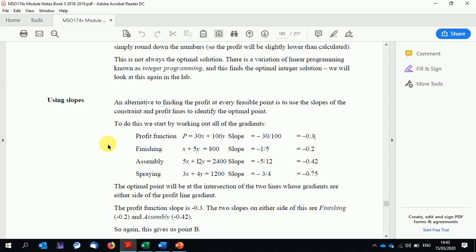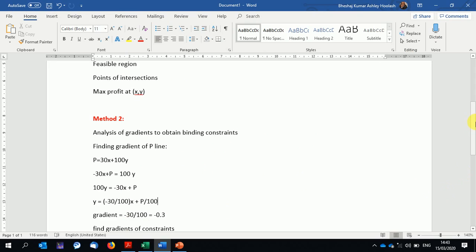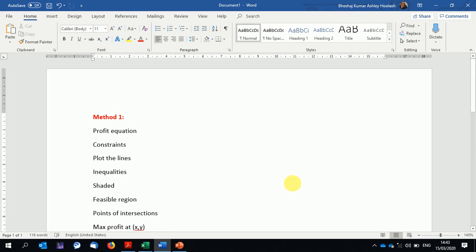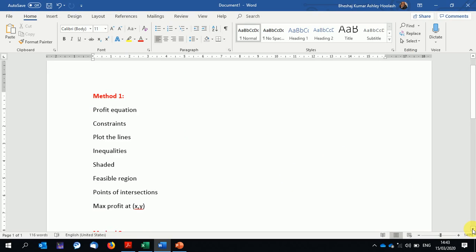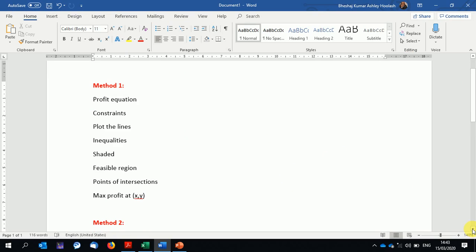What I did here was a brief summary of method 1. So there you go. You can pause the video and read through. But method 1 was quite easy in terms of finding the solution, and we obtained our profit equation. We looked at our constraints, we plotted the lines, we understood the inequality, we shaded. If we are doing it with pen and paper and graph paper, it's advisable to shade the unwanted region so that you get a nice clean feasible region.